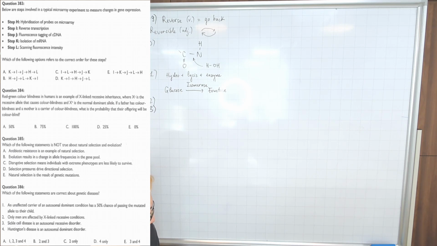Scanning, what is the Vietnamese word for scanning? Scan thôi. Yeah. Scan cái tần suất hoặc là độ mạnh yếu của cái huỳnh quang, fluorescence. So you have to tag it with fluorescent first before you can scan, right? Cho nên phải tag nó trước rồi mới scan được. So step J will be before step L, right? So with that in mind, C is out of question, right? C là nằm ngoài rồi. Okay.